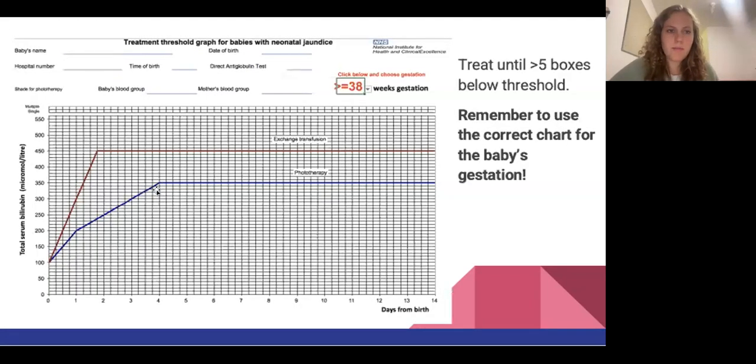So this is the graph to plot the bilirubin on once we've had it from the heel prick. First, we want to make sure of the right gestation. And then let's say the bilirubin was 350 and the baby is 3 days old, then that means they need phototherapy. If it's 500, then they would need a transfusion. And that's how the chart works.